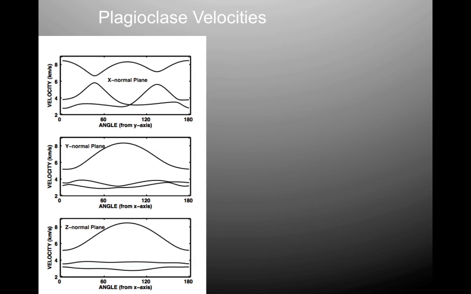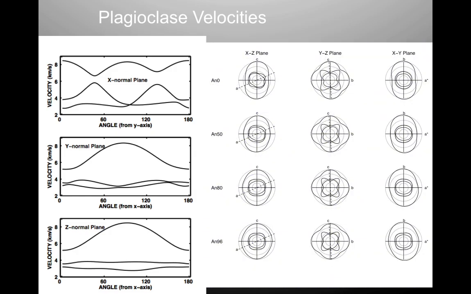We can also plot these velocities in, let's call it, a rose diagram. We plot velocities outward from 0 velocity in the center to 8 kilometers per second at the edge. And I've plotted in grayscale at 2 kilometer intervals changes in velocity. Looking at the upper left plot, we see in the XZ plane for anorthite 0, that's albite, we see the C-axis is arranged vertically. The A-axis is projected at an angle as shown in the dashed line.